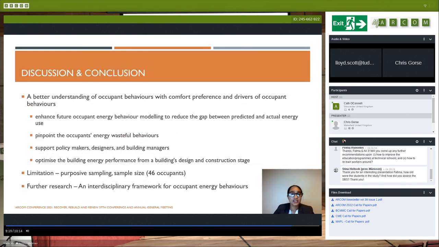Accordingly, the study showcases the relationship of occupant behaviors with comfort preferences and drivers of occupant behaviors. It further recommends a better understanding of these relationships in future occupant energy behavior modeling to reduce the gap between predicted and actual energy use, and also pinpoint the occupants' energy wasteful behaviors, thereby supporting policymakers, designers and building managers to optimize the building energy performance from a building's design and construction stage.